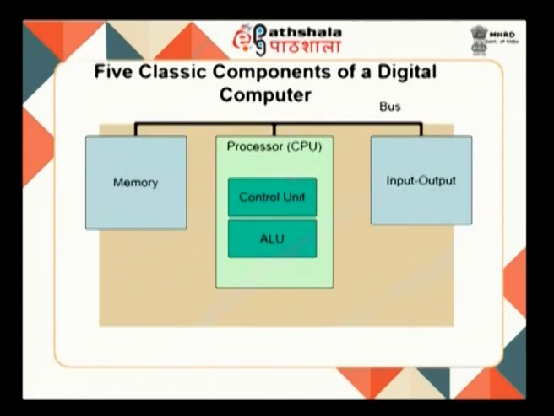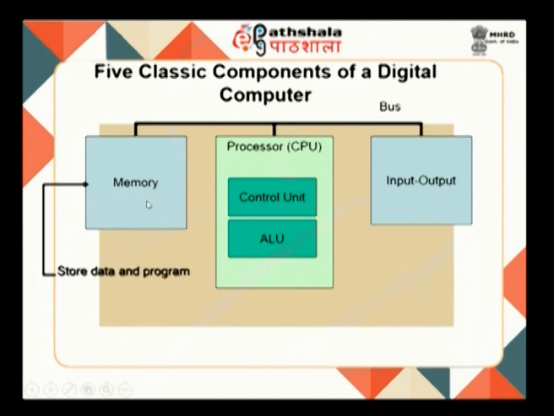So, this has been depicted pictorially here. So, the 5 classic components of a digital computer. You have the processor shown in green in the middle, that is the central processing unit, which consists of your control unit. It has the ALU and it has storage.